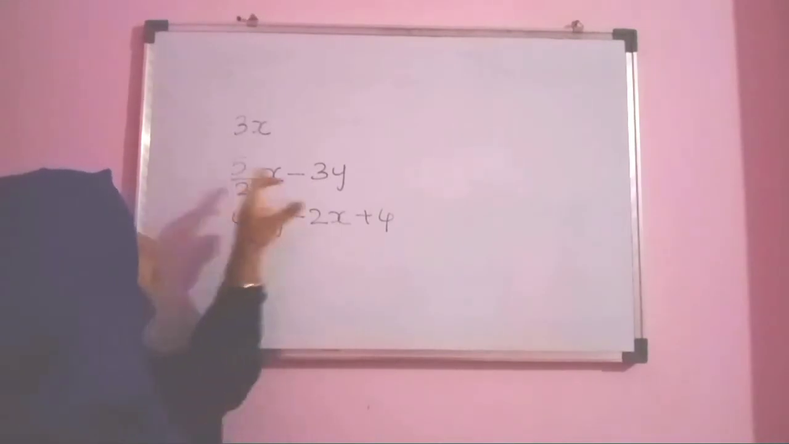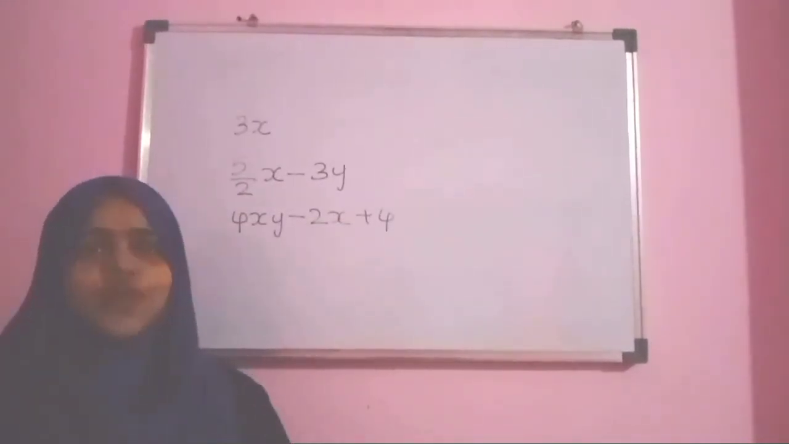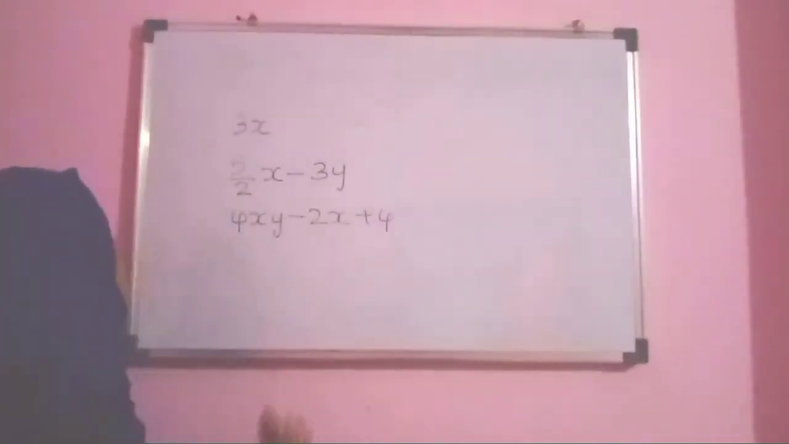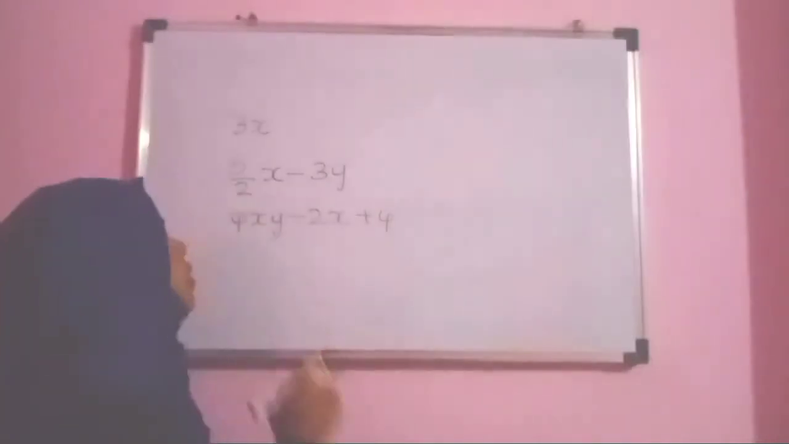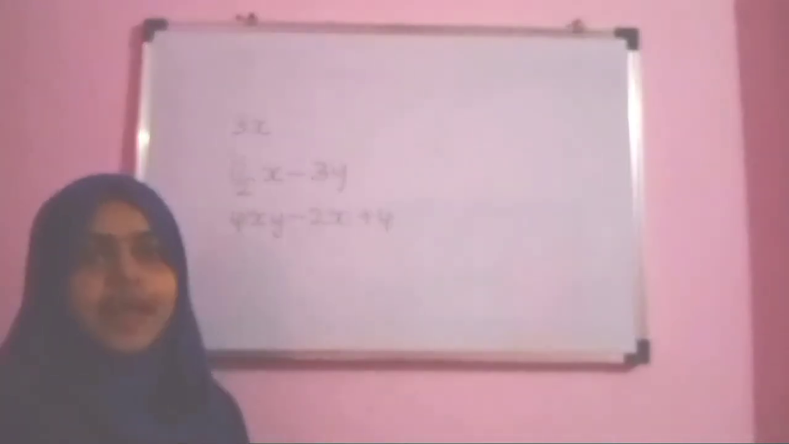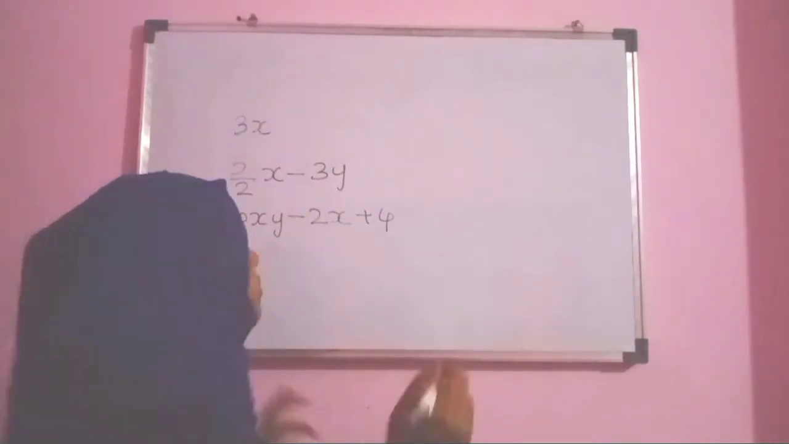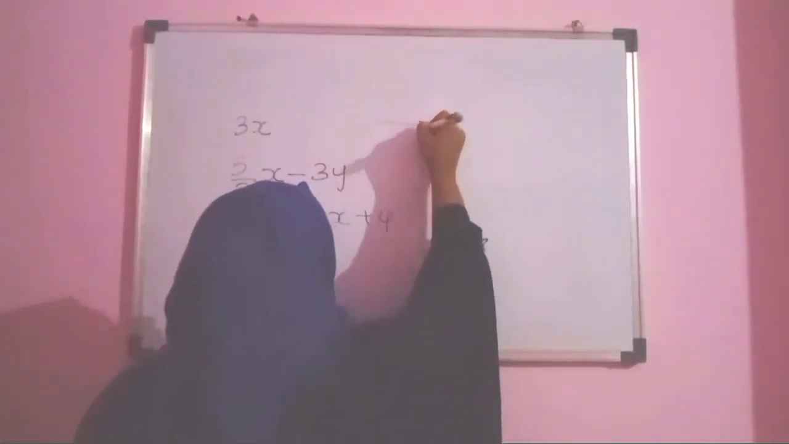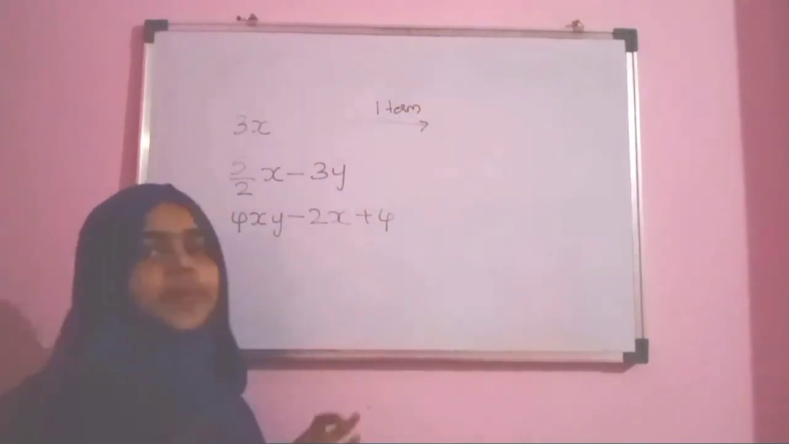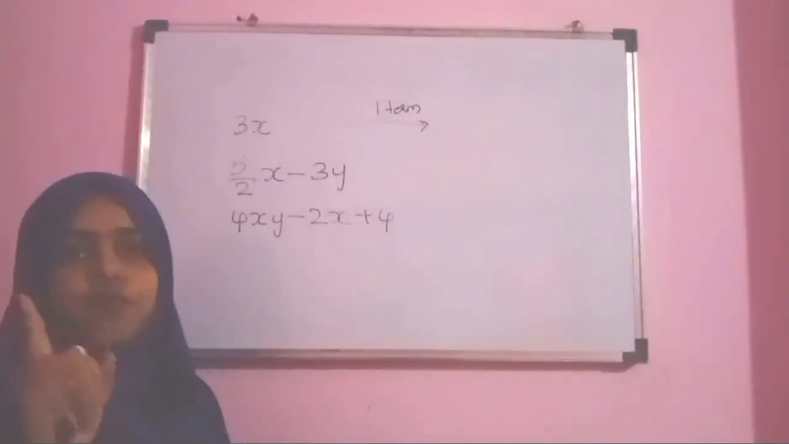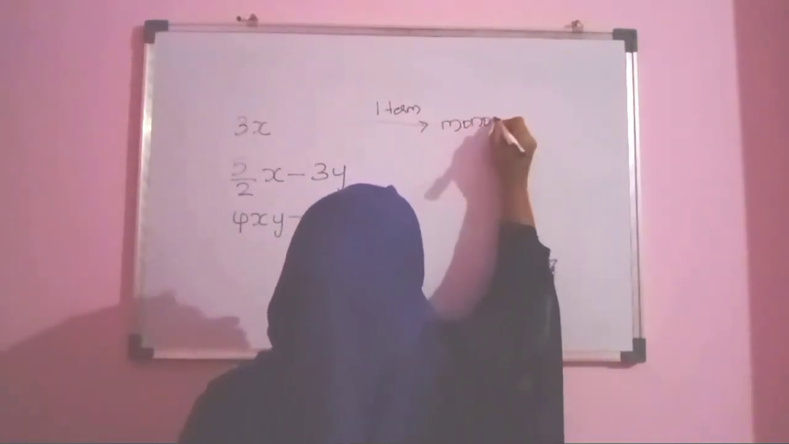3x, 5 by 2x minus 3y, 4xy minus 2x plus 4. What are all these? These all three are algebraic expressions. Here we know that 3 into x is a single term. So here it is only one term, isn't it? Algebraic expressions having only one term are known as monomials. What? Monomial.